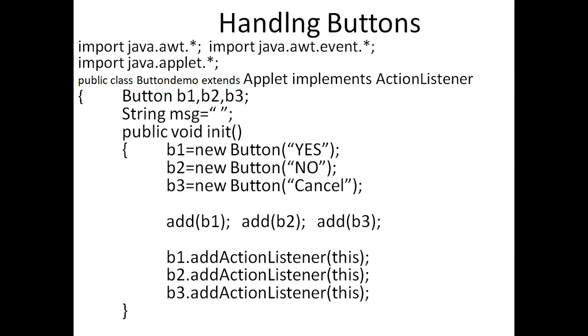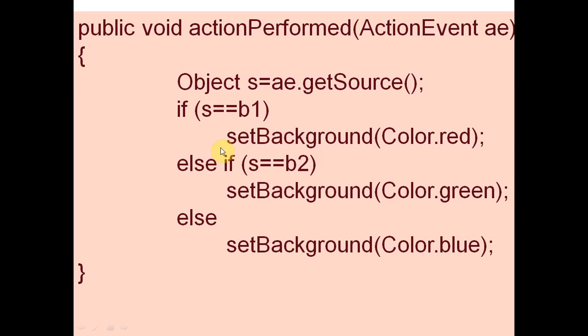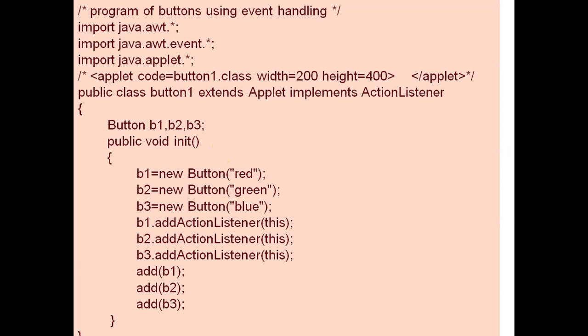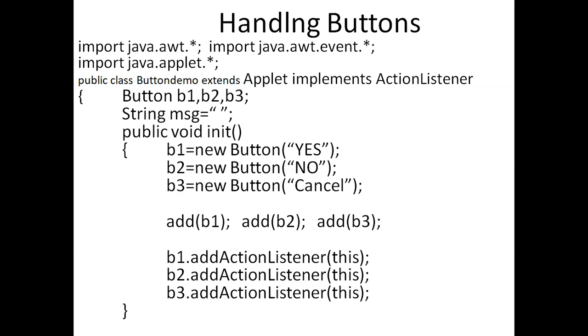This is one more program where we have three buttons. I have given the next program in the same structure and pattern as the previous one. We have mentioned import java.awt, import java.awt.event, and import java.applet. We require all three packages here. Then we have a class, ButtonDemo, which extends Applet and implements ActionListener.